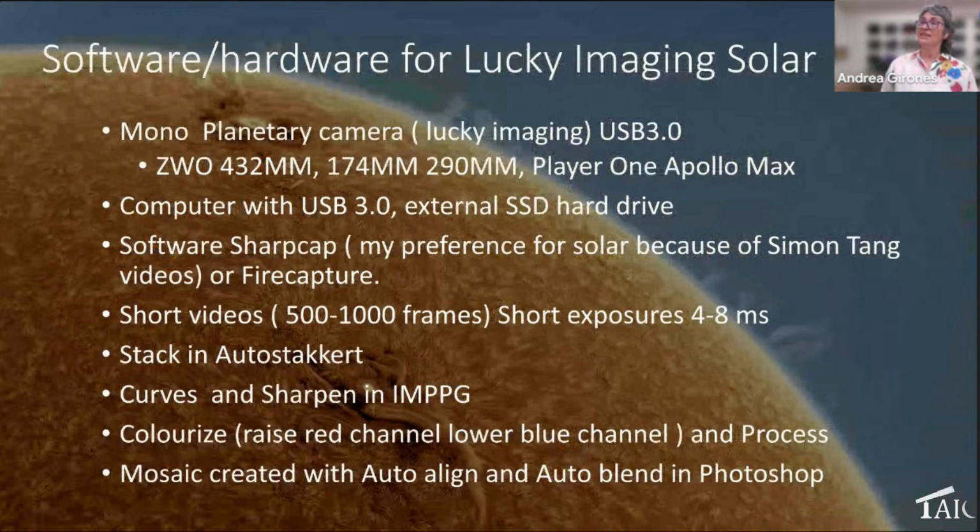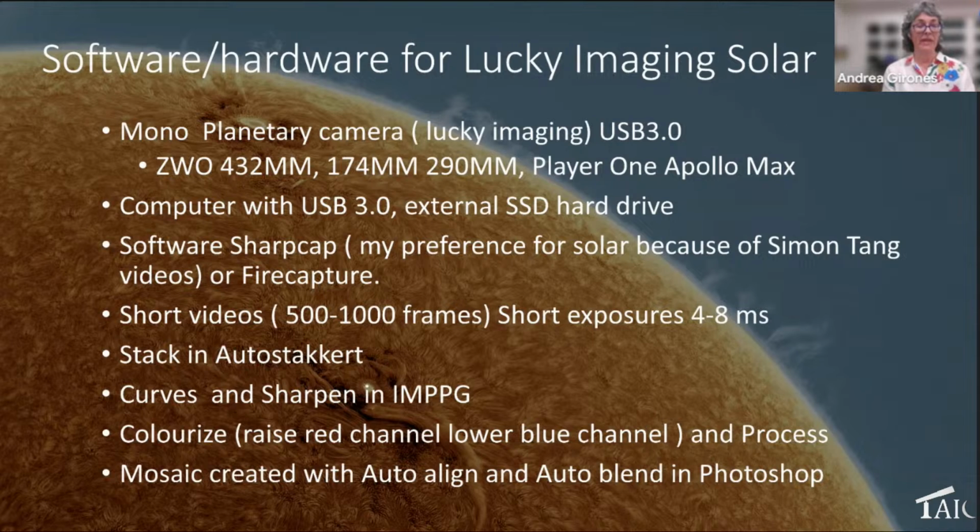So a quick summary of the software steps that I would take for lucky imaging in H-alpha. I do use a planetary camera because they have the USB 3.0. There are some really great cameras out there. The 432 and the Player 1 have even bigger pixels, which I think might also be really nice for solar.